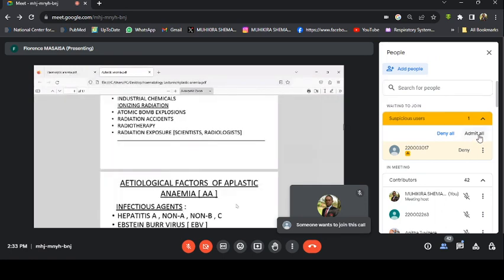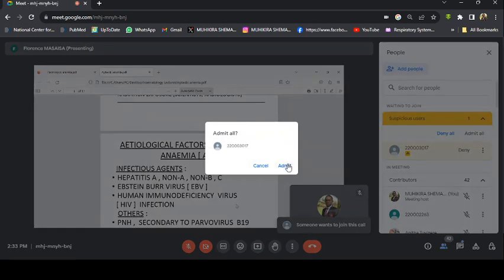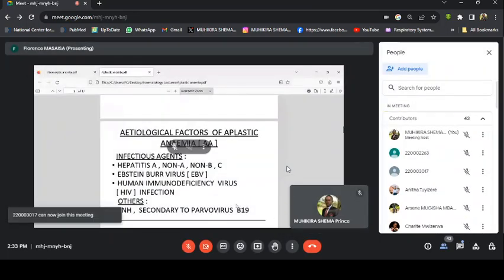Other etiology might be infection. We have hepatitis, we have viruses, HIV, parvovirus, and so on.